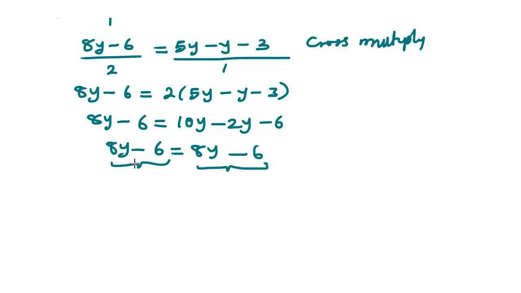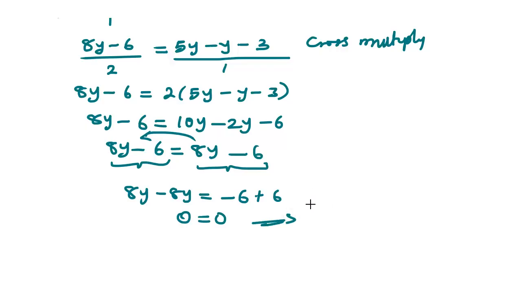Since the equation on the left is equal to the equation on the right, if I eliminate both of them, I will get 0 on both sides. So this equation is an identity. That is, it has infinitely many solutions. But let me solve it further. Let me collect like terms. I have 8y, this one is coming here minus 8y, will now be minus 6, then this one is coming here plus 6. 8y minus 8y, 0 is equal to 0. So that implies that the original equation is an identity.